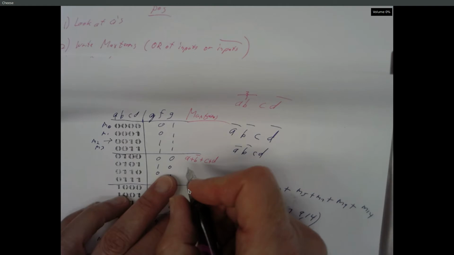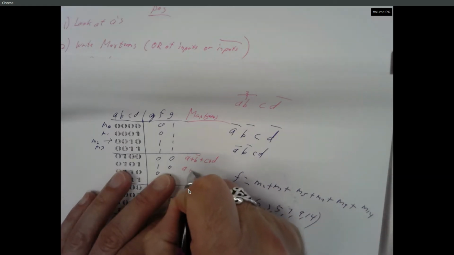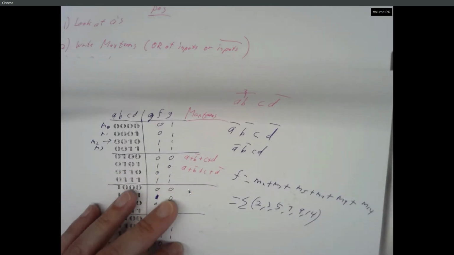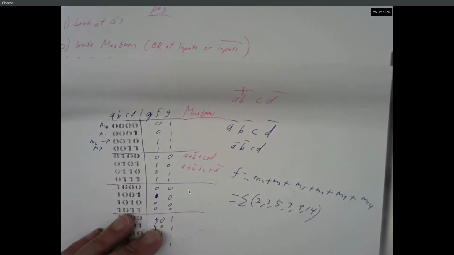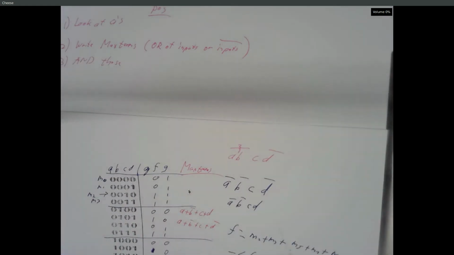So that's one max term. The second max term would be down here at M5. That's A or B bar or C or D bar, and so on. So there's 6 of those terms to do. And you add them together and you get a big long product of sums.